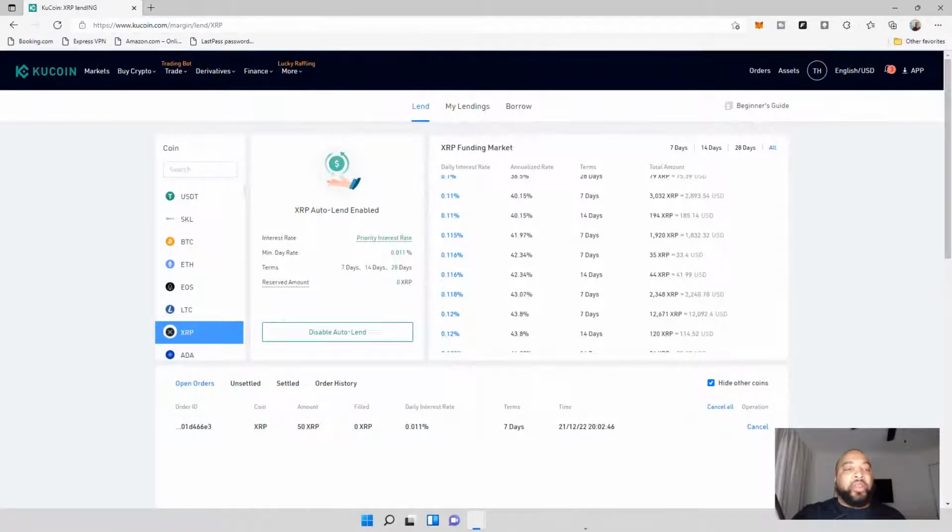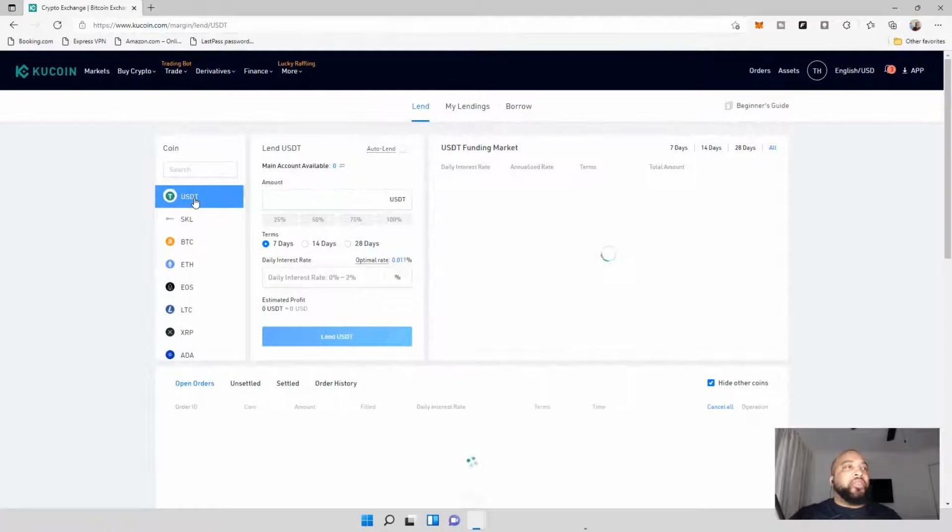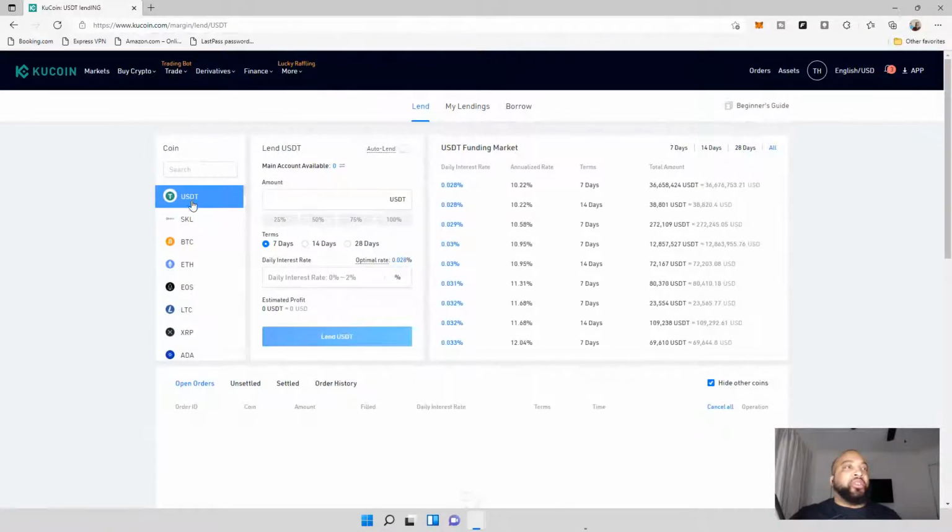Okay? So that's crypto lending. I wanted to show that whenever I got an asset that was able to be lent. You can do the same thing for USD Tether, whose daily interest rate is actually pretty nice. If you can accumulate a lot of USD Tether, you're balling. You are balling.